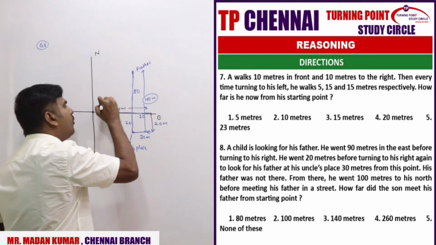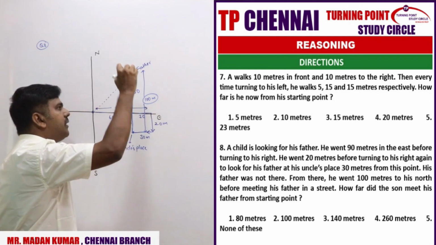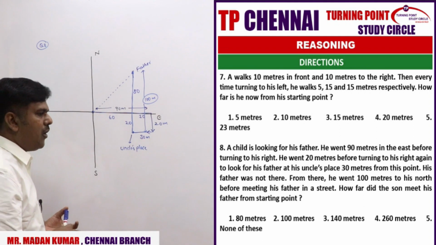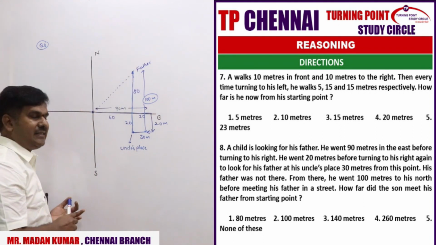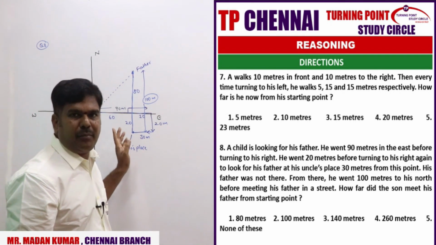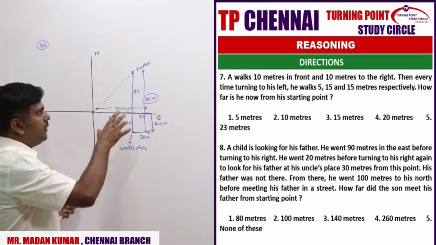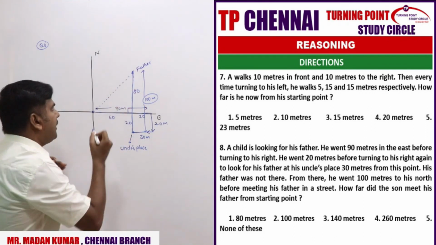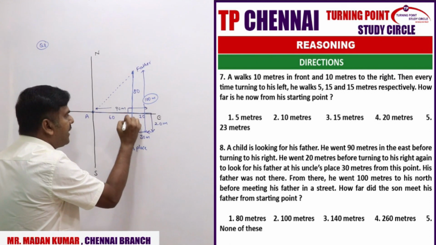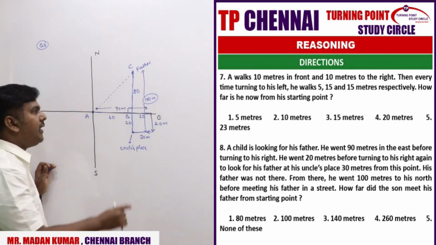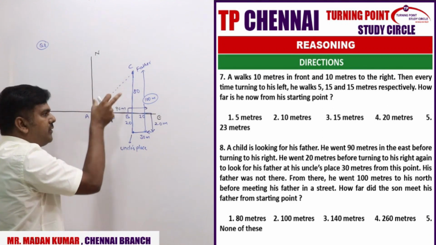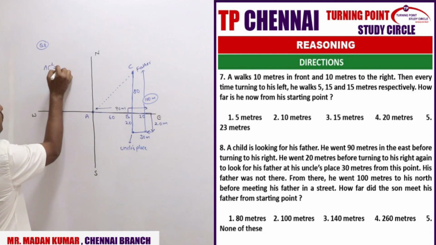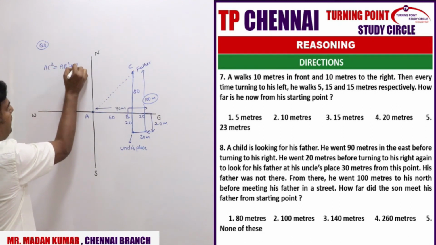Now we need to find out the distance between starting point and the ending point. So that is what has been given. How far did the son meet his father from the starting point? You do know the Pythagoras theorem, right? We discussed in school days, it is nothing but in any right angle triangle, hypotenuse square is equal to sum of the adjacent squares. So if I make this one as A, this one as B, this one as C, hypotenuse means AC. AC square is equal to AB square plus BC square.